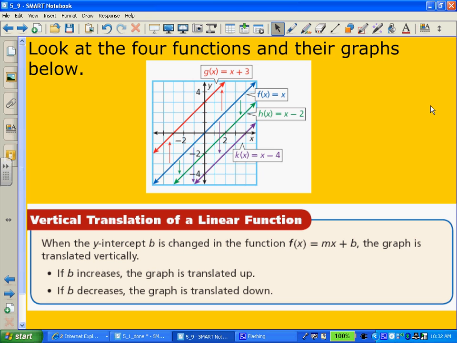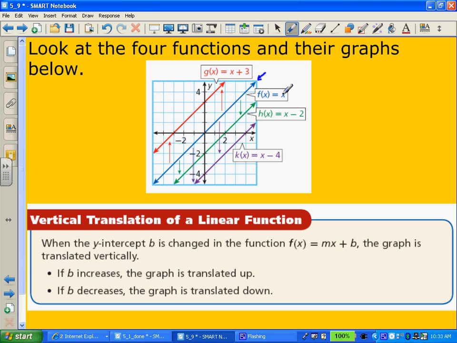So we're going to start out talking about translations, and I want you to look at the parent function here, which is this blue line, f of x equals x. Okay, and you see if it gets moved up to this red line, its equation changes to x plus 3. If it gets moved down to this green line, its equation changes to x minus 2. If it gets moved down to the purple line, its equation changes to x minus 4. These are called translations because I'm taking the line and I'm sliding it up or I'm sliding it down.